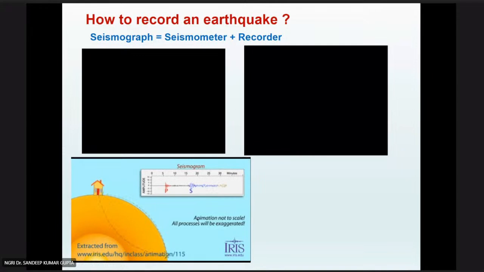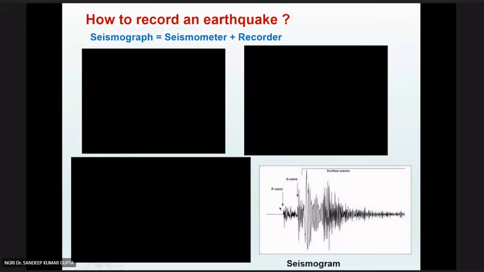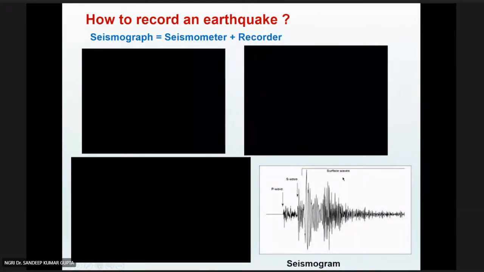Similarly, we can record the surface waves, which come last, because their velocity is less than the body wave velocity. Once these waves are recorded, we get a seismogram, which is a record, like we have an ECG of our heart or our body. Like that, we generate an ECG of the earth with the help of the recording instrument. In this, you can see that first the P wave comes, then the S wave comes, and then surface waves come.